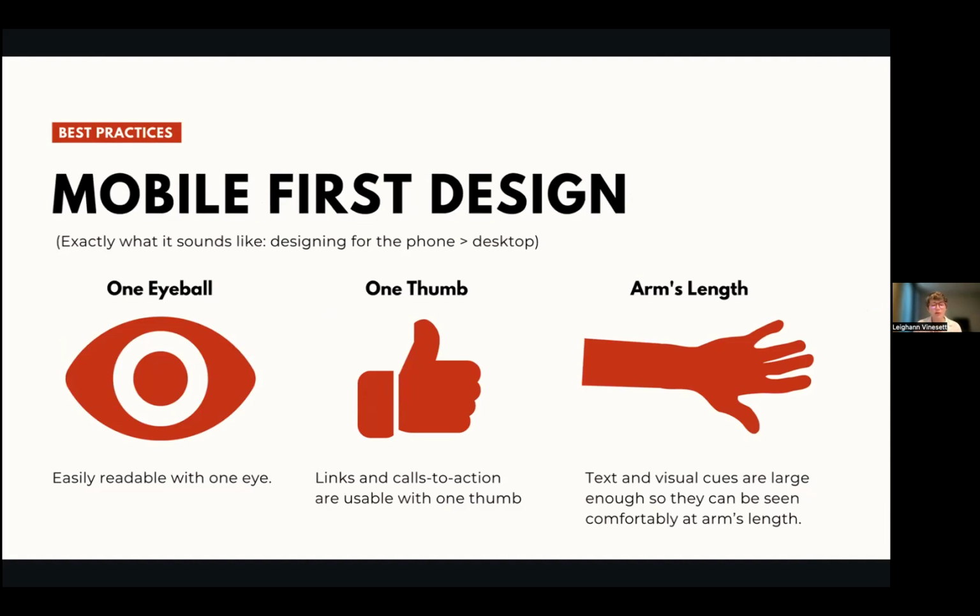The general mantra is one eyeball, one thumb, and arm's length. That means your email is easily readable with one eye. If I'm distracted and half reading your email and half cooking something, I should be able to understand your email by just looking at it with one eye. Everything that I'm supposed to be clicking, I should be able to click with one thumb. Your links, your calls to action, those should be very clear, and I shouldn't have to struggle for them or zoom in. And then arm's length. Everything should be big enough, your text, your visual cues, that if I'm holding my phone out here scrolling like this, I can still understand everything.